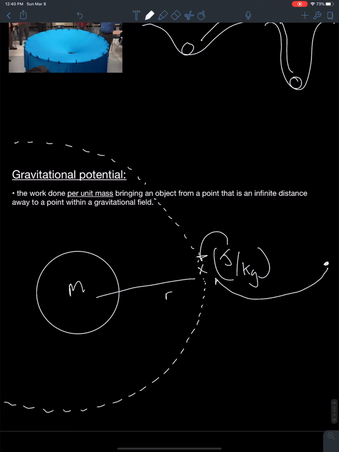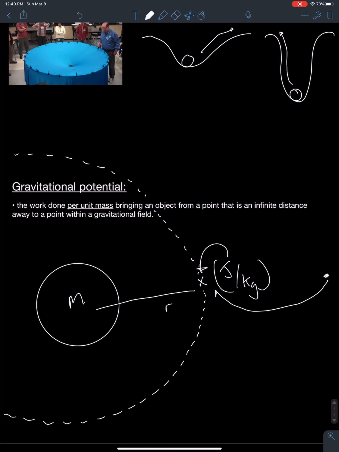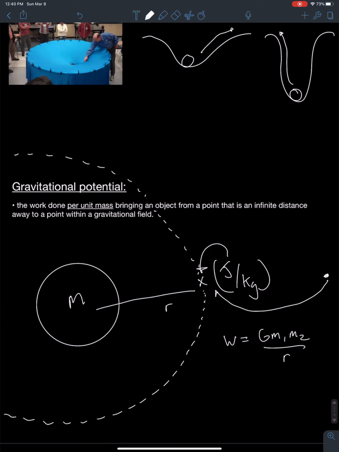So how do I calculate that? Well, in the last problems up here, we were able to calculate work. Work is equal to G m1 m2 over r. That's my gravitational potential energy. I can call that EP, okay?